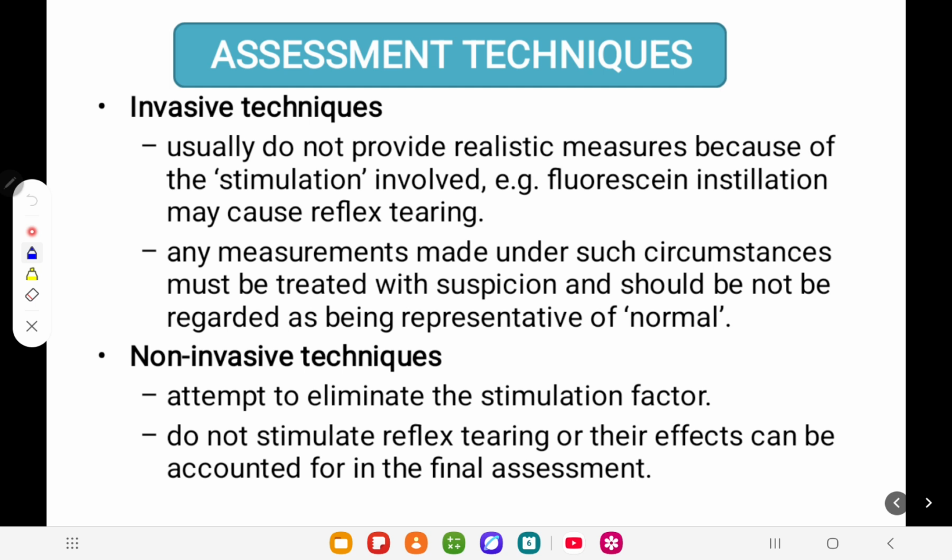So assessment techniques are basically invasive techniques and non-invasive techniques. In invasive techniques, we think about fluorescein, Schirmer's test, phenol red thread test and all these things. Non-invasive techniques basically do not stimulate any irritation on the conjunctiva and do not stimulate reflex tearing, and their effect accounts for the final assessment.